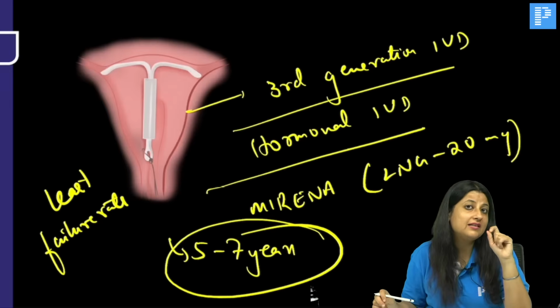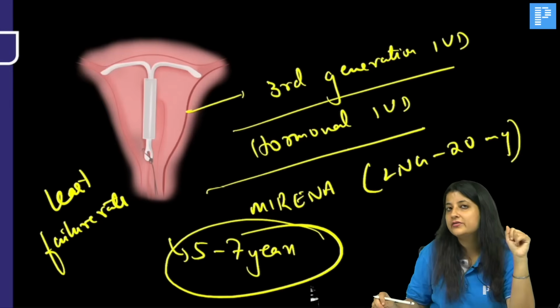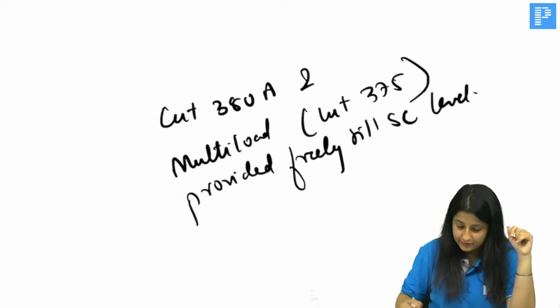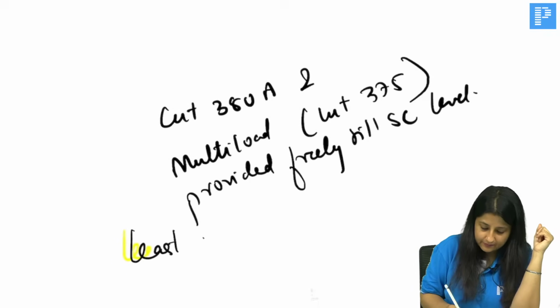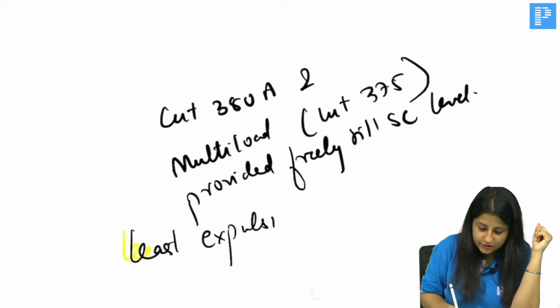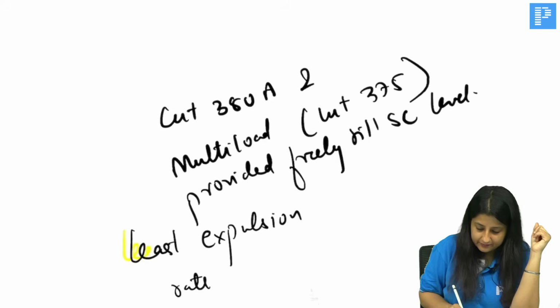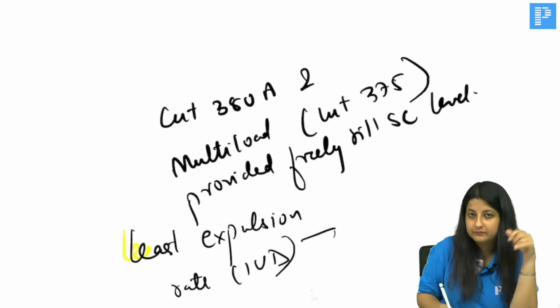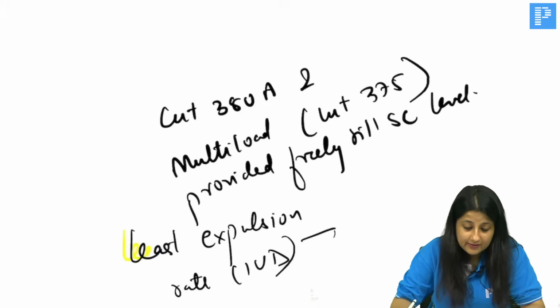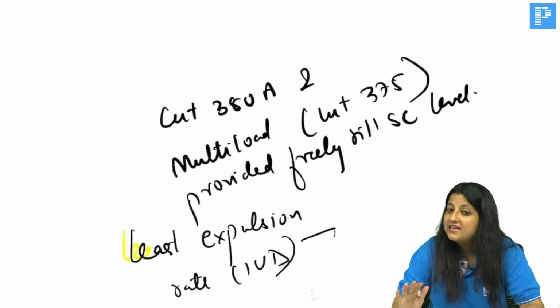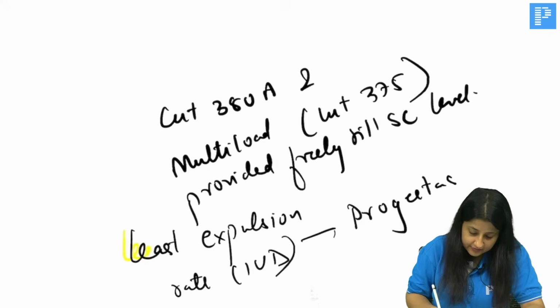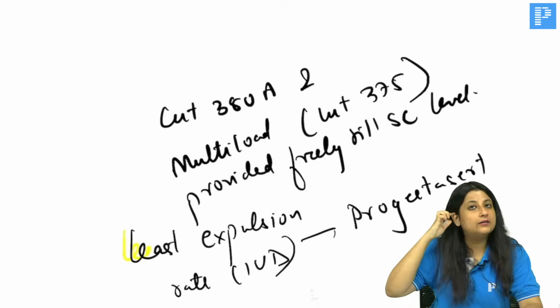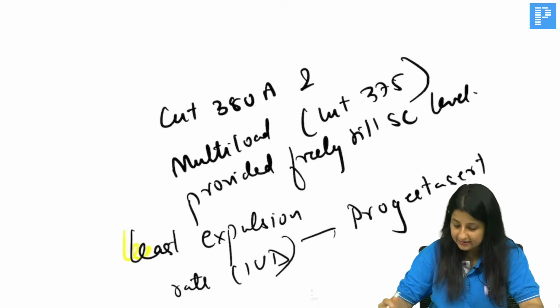Can you tell me the least expulsion rate is of which IUD? Let me write over here. Least expulsion rate कौन से IUD का है? किसी को पता है? Which IUD? In the comment section. India में hardly available. Mirena is least failure rate. Very good, med girl. Progesta cert. That has a shelf life of 1 year. Okay, that has the least expulsion rate.